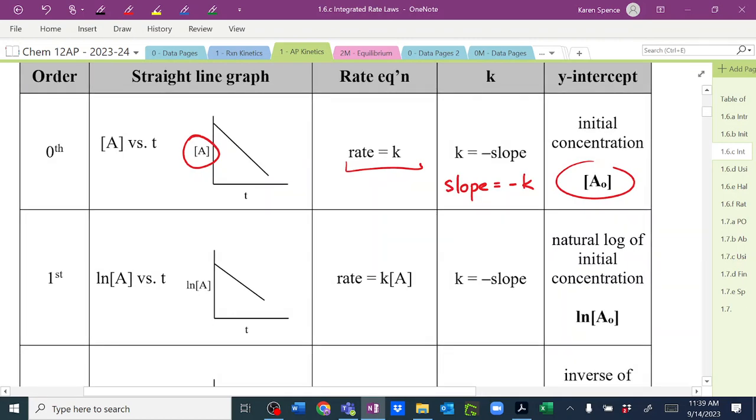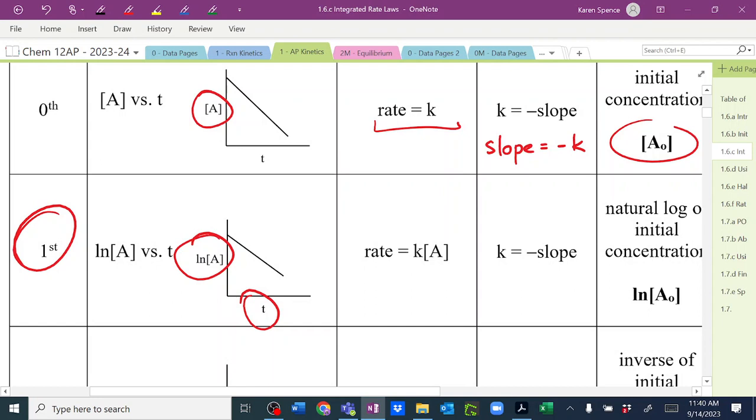Now, let's say you get a curve. When you take concentration of A on the y-axis and T on the x-axis, and you get a curve and you're like, oh, I don't like curves because it's really hard to find the slope of a curve. If you take the natural log of the concentration of A and you plot that versus time, and you get a straight line, if taking the natural log straightens the curve, then you know that it is first order. Okay?